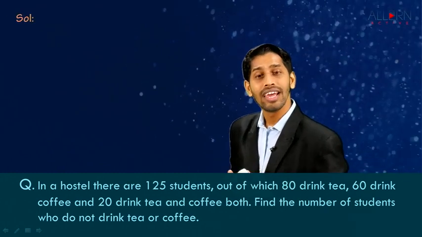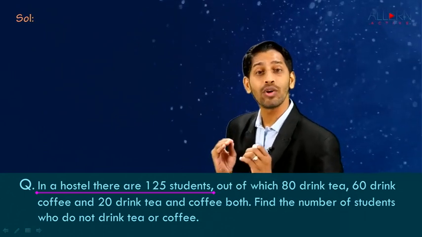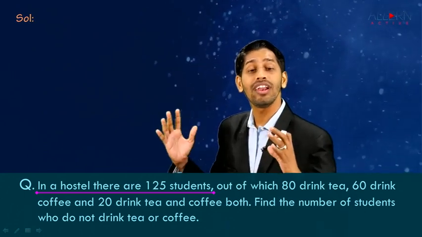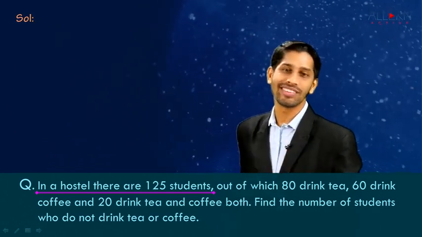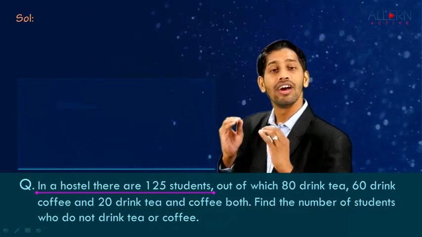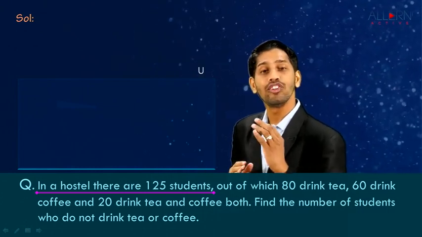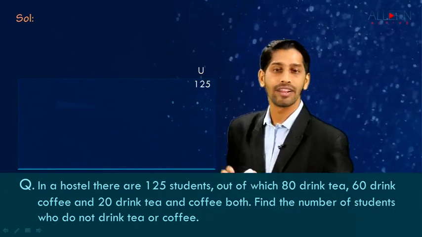It says that in a hostel there are 125 students. So this 125 is nothing but total number of students. It means it is a universal set. So we are going to draw a big rectangle for set U, and its value is given as 125. So we write 125.